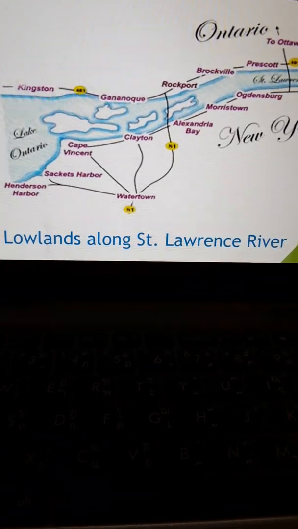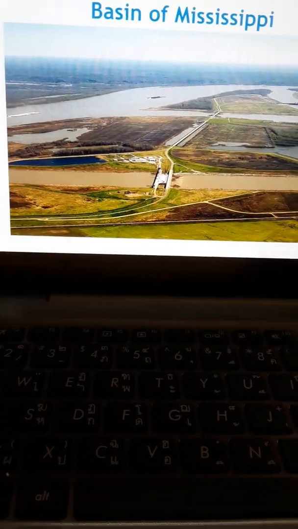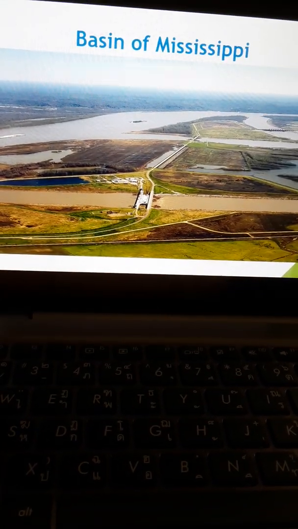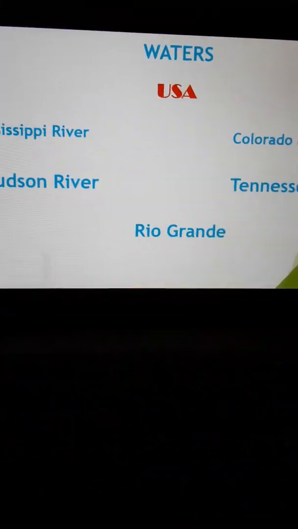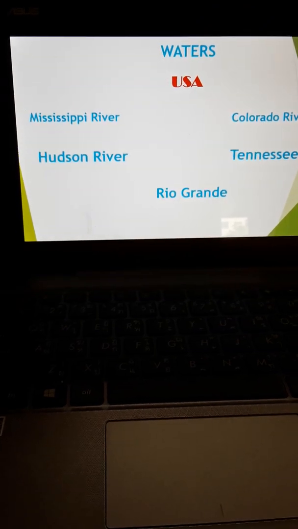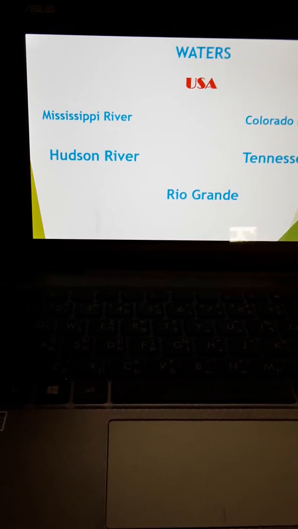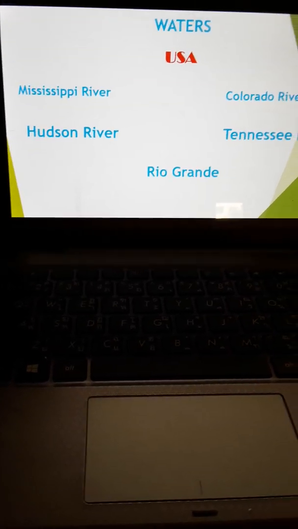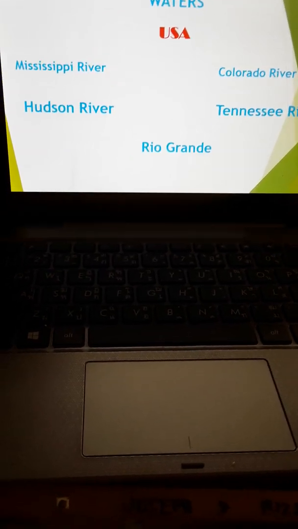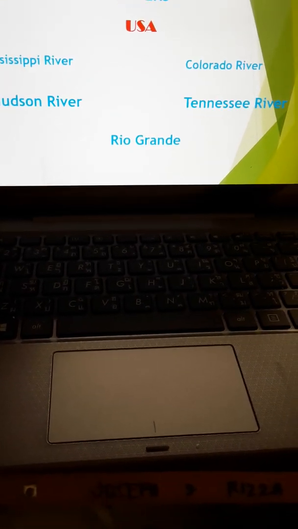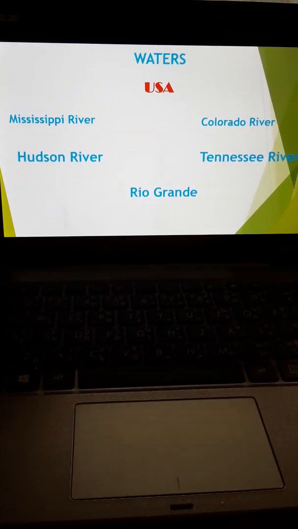It is also along the St. Lawrence River. The lands around that river are also fertile. The basin of the Mississippi too. We all know that the Mississippi is very long, so the basin is fertile. Now, North America is abundant in waters. These rivers are very useful: the Mississippi, Hudson, Colorado, Tennessee, and the Rio Grande.